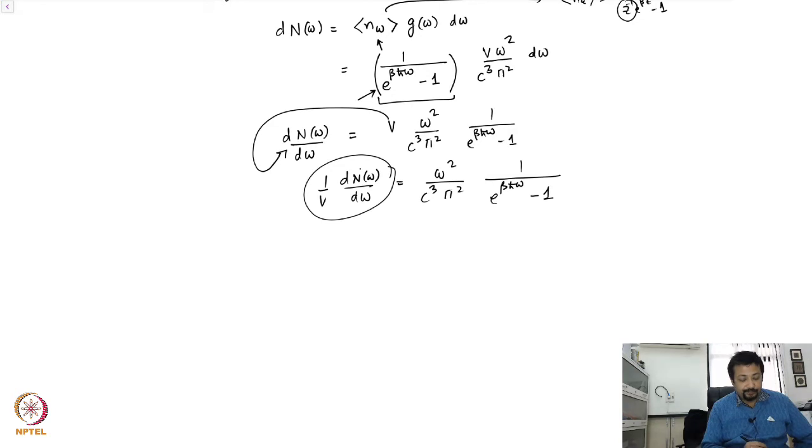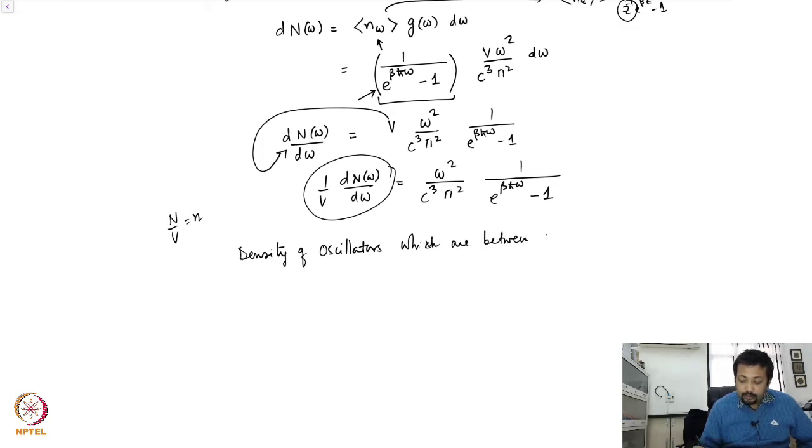Let's look at the left hand side. N by V is the number density, small n. So therefore the density of oscillators which have frequencies between omega and omega plus d omega, dn omega d omega, is given by this expression: omega squared over c cubed pi squared times 1 over e to the power beta h bar omega minus 1.